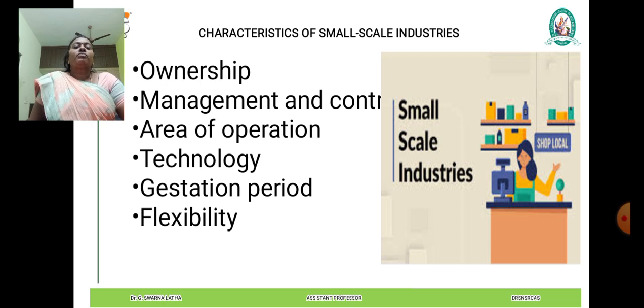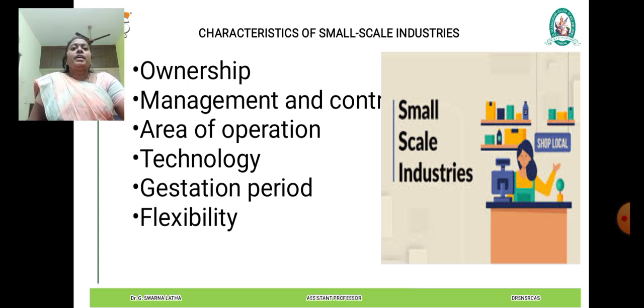Area of operation. The area of operation of small units is generally localized, catering to the local or regional demand. The overall resources at the disposal of small scale units are limited, and as a result, they are forced to confine their activities to the local level. Technology. Small industries are fairly labor intensive with comparatively smaller capital investment than the larger units. Therefore, these units are more suited for economies where capital is scarce and there is abundant supply of labor.